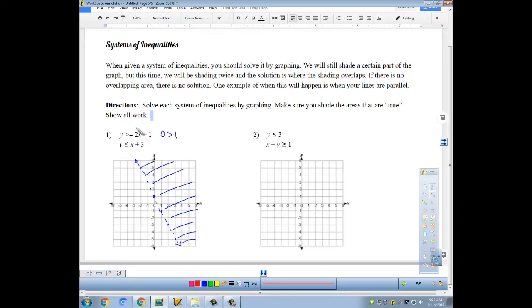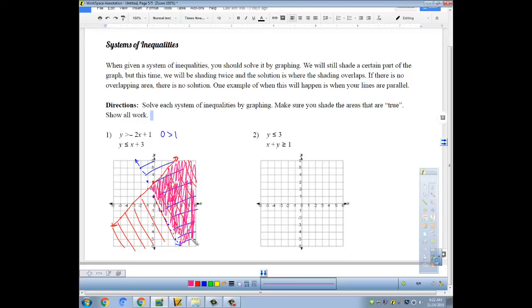Now with a different color, I'm going to graph my other inequality. So start at 3. Slope is 1, so we go up 1 over 1. And then this one is going to be a solid line. And it was less than, so we're going to shade where numbers are less than, so right here. So then, since we use different colors, we can see the overlapping area is this area right here. So your solution or your answer could be anything in this area.